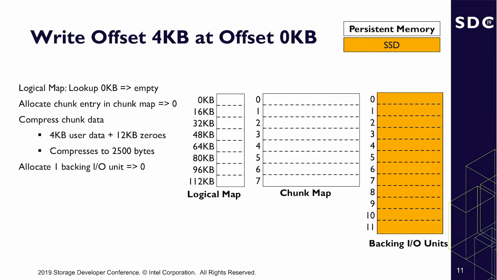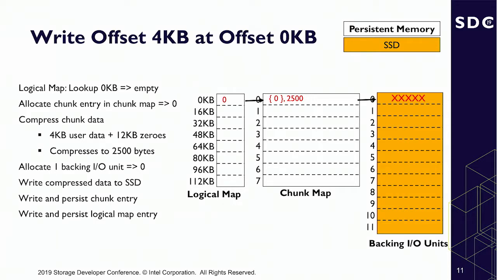Since it compresses down to 2,500 bytes, we just need one 4K I/O unit. So we're going to allocate one of those. Then we write that compressed block to disk. We write the chunk map entry. And then this is the part that makes it official. That's when it's basically committed. Once we write to the persistent memory logical map, the next time somebody reads the data, they're going to find that data and be able to read it. You can see how these point to each other here. Let's go ahead to the next.